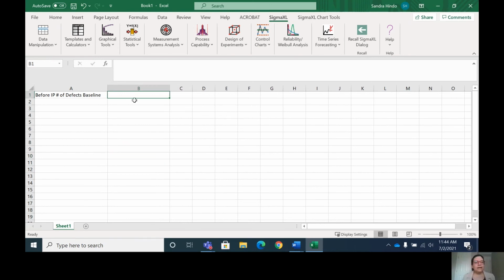This one, we're going to be calling it After the Improvement Plan, number of defects. And keep it clean, let's call this goals. It's important that you do take this first step in labeling your columns. And now all I'm doing is copying and pasting numbers.